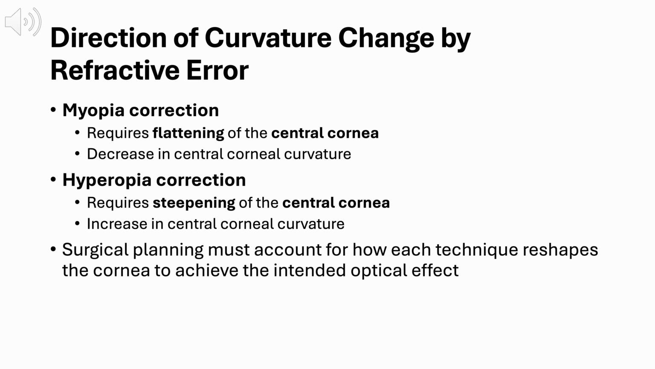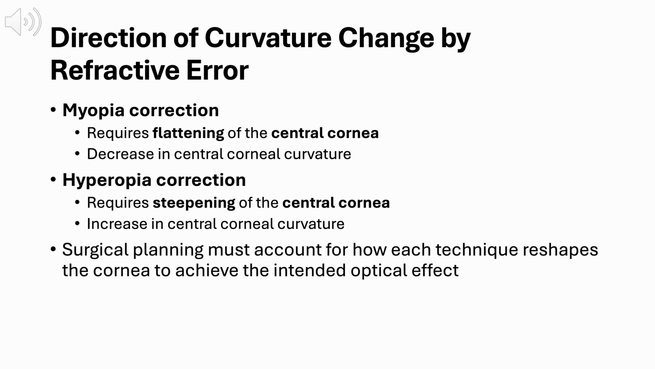This slide focuses on the direction of corneal shape change required for different refractive errors. For myopia correction, the goal is to flatten the central cornea. Flattening reduces the cornea's focusing power, which moves the focal point back onto the retina. In biomechanical terms, this corresponds to a decrease in central corneal curvature. For hyperopia correction, the opposite change is required. The central cornea needs to be steepened to increase its focusing power, which brings the focal point forward onto the retina. This results in an increase in central corneal curvature.